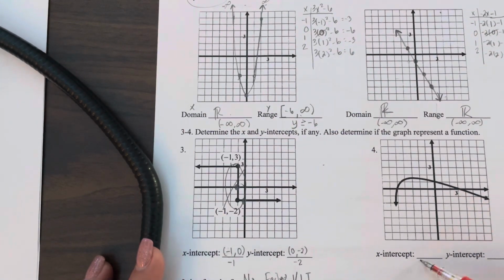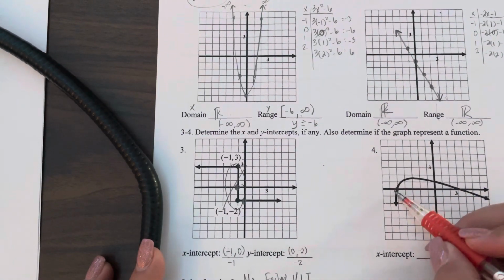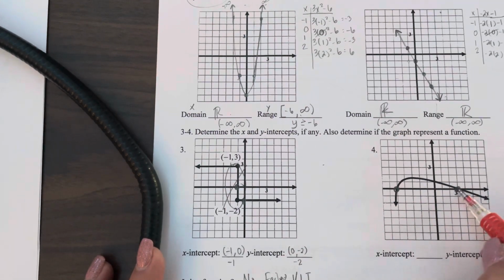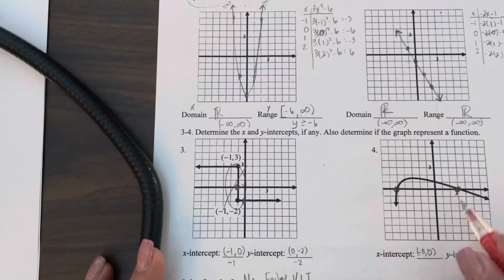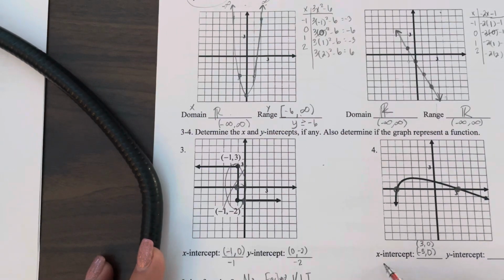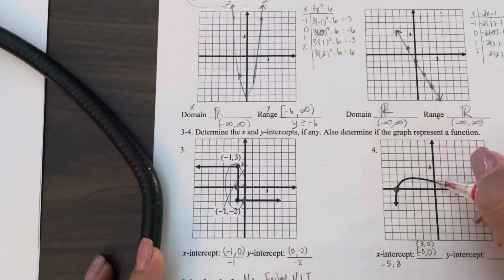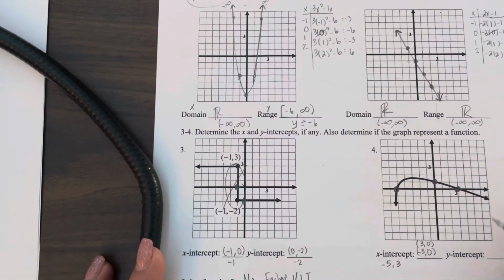So again, the x-intercept, where it crosses the x-axis, I have 1, and then I have another one. So the x-intercepts will be at -5 and another one at 3. So you could do -5, comma 3. The y-intercept is only 1, at 1. You said +3? Yes, ma'am. Okay, +3.